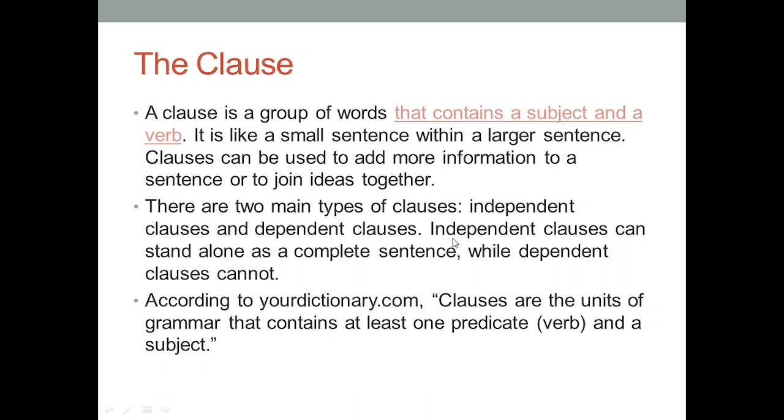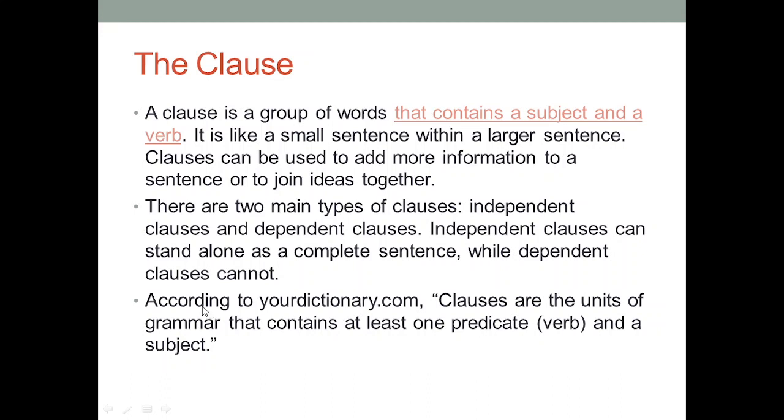So there is no confusion in it. Independent, one which is not dependent upon others. It can stand alone. So those clauses which can stand alone as a complete sentence, they are independent clauses. And those which cannot stand on their own, they are dependent clauses.